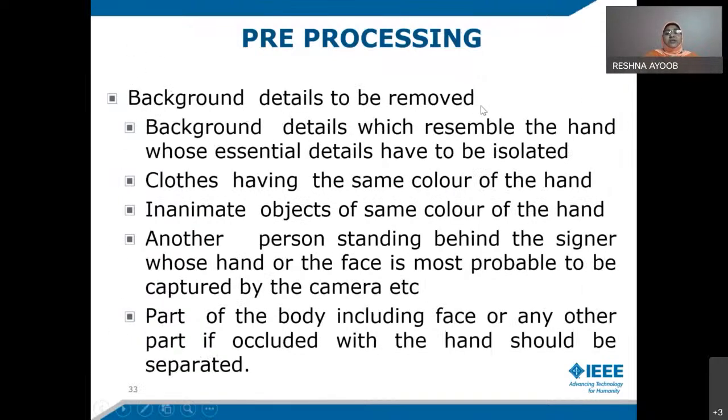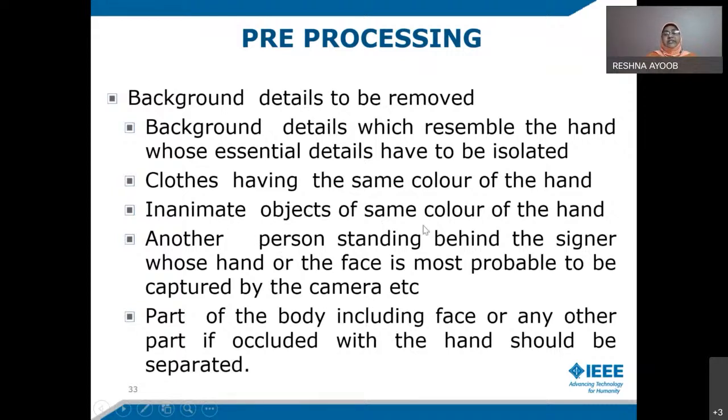So what are the background details to be removed? First one is the background details which resemble the hand, whose essential details have to be isolated. When I show my hand like this, my face is in the back along with my hand. The hand is with skin color. The face is also with skin color. So the color in the background has to be removed. Then clothes having the same color as the hand. If I am wearing a dress having the same color as the hand or skin color, that also has to be removed.